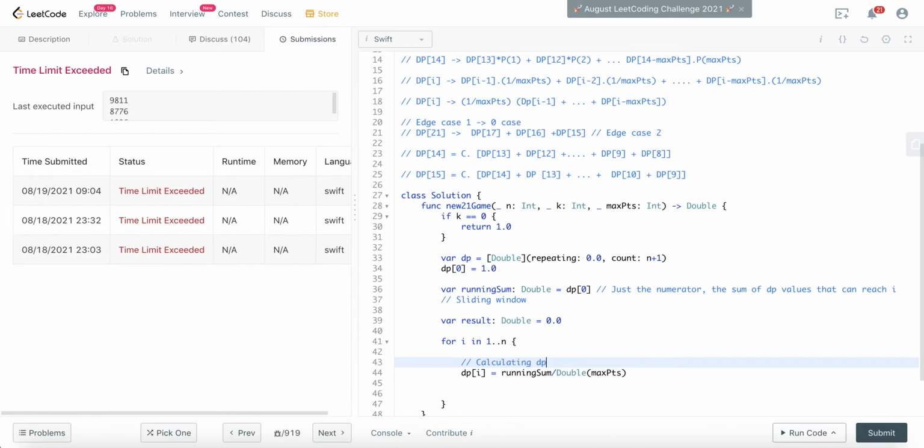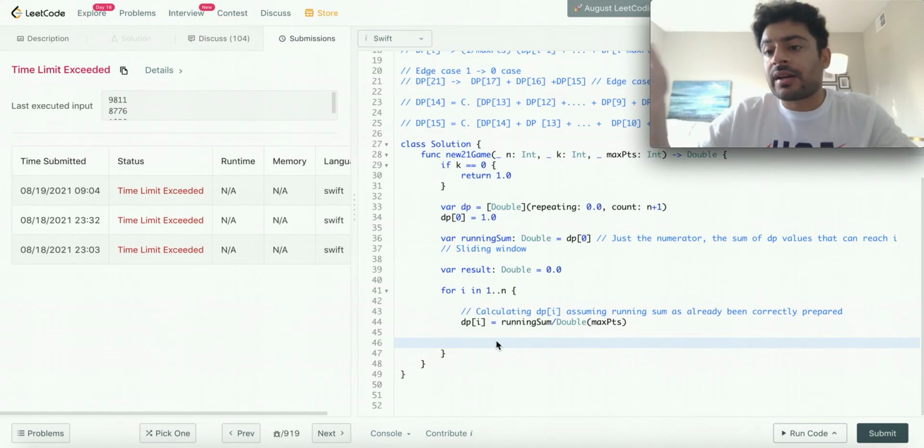Calculating dp of I, assuming the running sum has already been correctly prepared. Okay, moving on, let's handle the front end first.